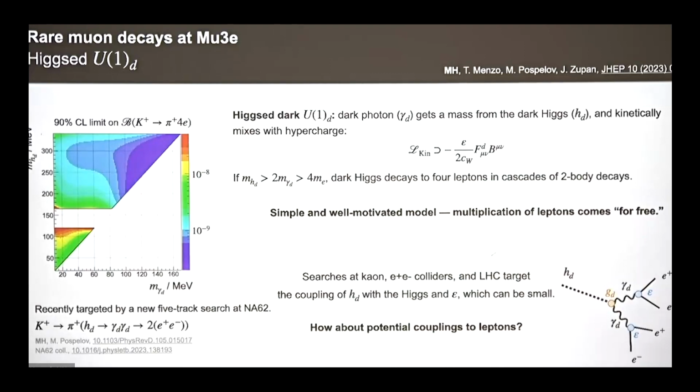This type of model, before discussing any charged lepton flavor violation, is already searched for in several experiments. There are searches at e+e- colliders that target the kinetic mixing, and at the LHC, which targets the mixing of the dark Higgs with the Higgs. And most recently, that mixing was also targeted in kaon decay experiments. So this very impressive search by NA62, that Maxime and I were discussing, was performed.